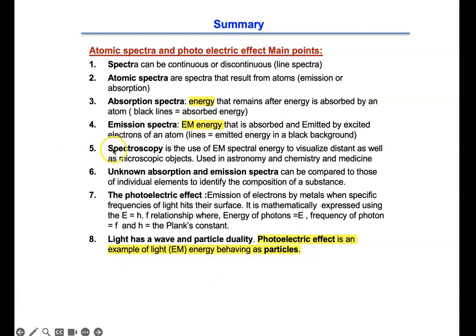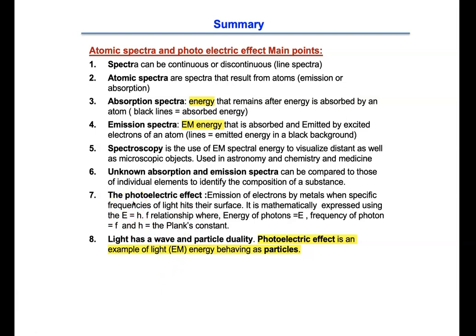Then number 5, we learned, this is 3.5 stuff. Spectroscopy is the use of electromagnetic spectral energy to see distant as well as microscopic objects. It's used in astronomy, chemistry, and medicine. Now, unknown absorption spectra and emission spectra can be compared to those of individual elements to identify the composition of a substance or an unknown substance. This is today's lesson 7 and 8.